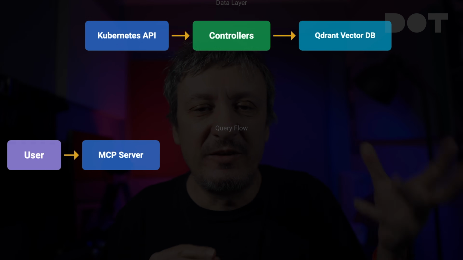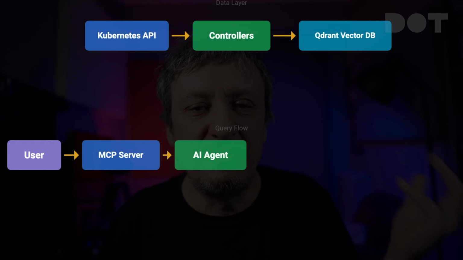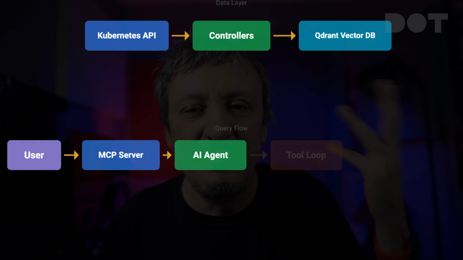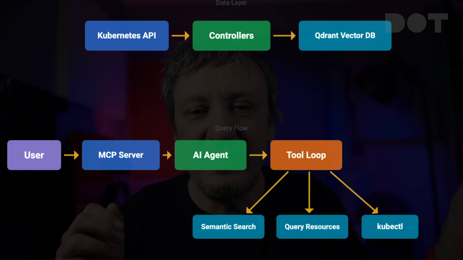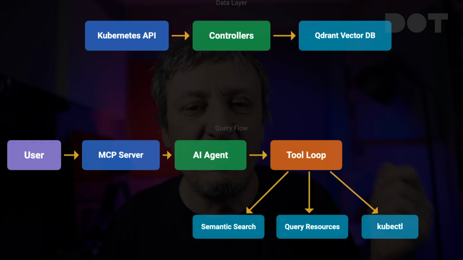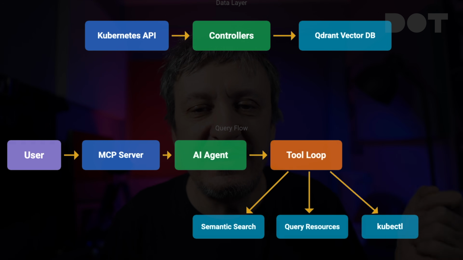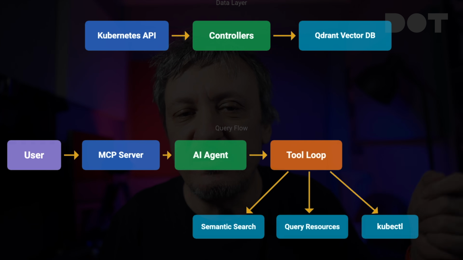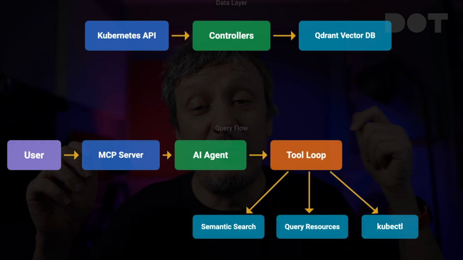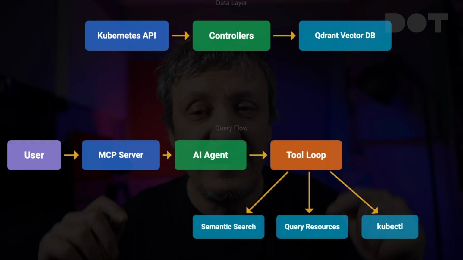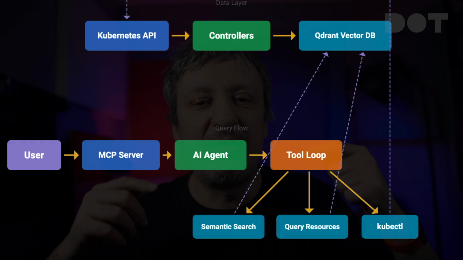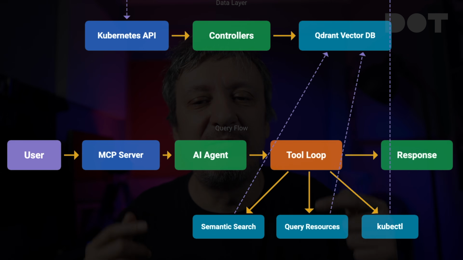From there on, server calls an AI agent that knows what to do with the data. The agent enters a tool loop, and it can perform semantic searches, query resources, or even call kubectl for live data like logs and events that change too frequently to sync. And once it is satisfied, it returns a summary along with data needed to generate visualizations.